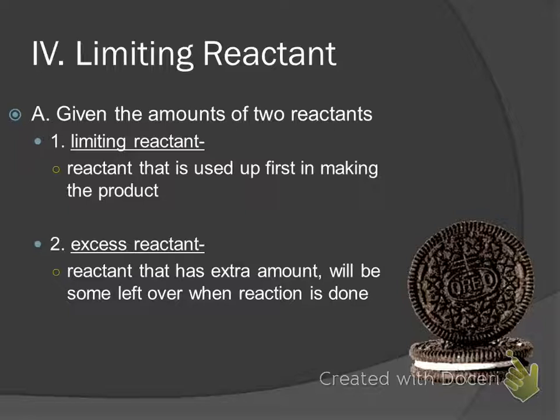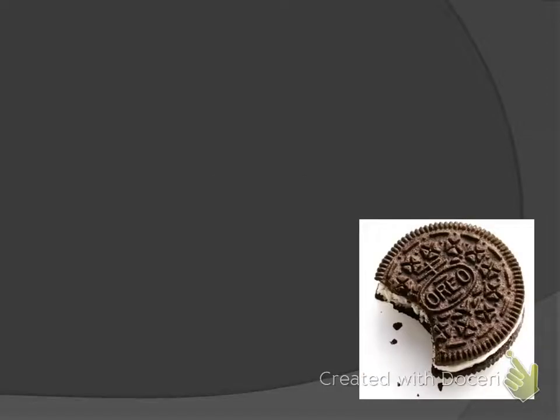For example, I've got the Oreo cookie in the picture. An Oreo cookie takes 2 cookies and 1 cream. If you were making Oreo cookies and you had 5 wafers and 2 creams, you could still only make 2 full Oreos because you would only have enough wafers and cream to make 2 full cookies. Excess reactant is what's left over. Limiting is the one that stops the reaction. The limiting reactant is used to determine what's later called your theoretical yield.